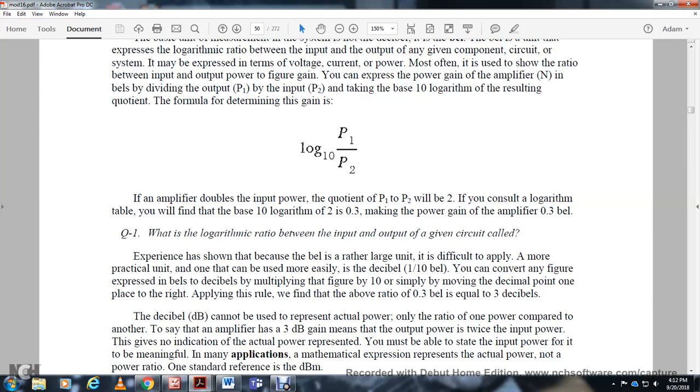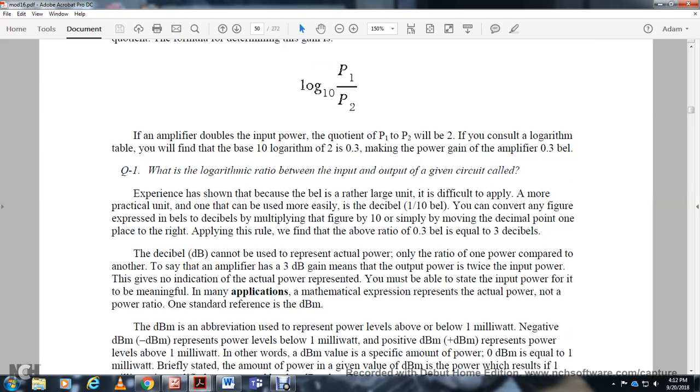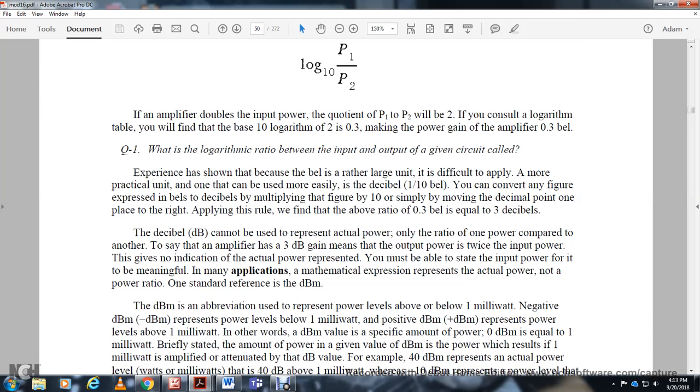Applying these rules, you find that the ratio of 0.3 bel is equal to 3 decibels. The decibel cannot represent actual power, only the ratio of one power compared to another. For an amplifier with 3 decibels of gain, the output power is twice the input power, which gives no indication of the actual power represented.